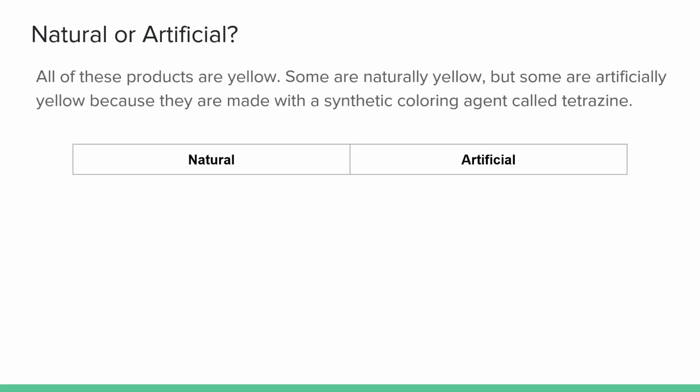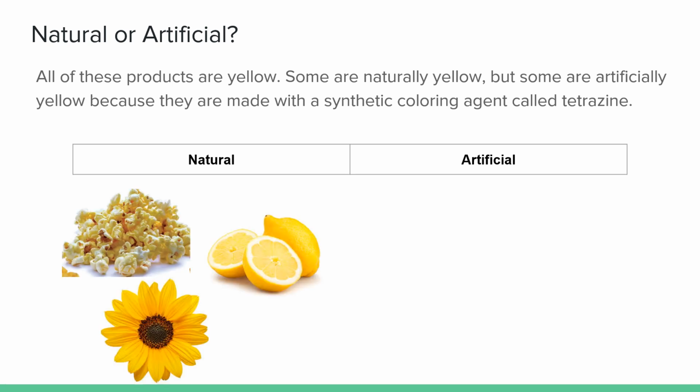All right, so this is part of our natural or artificial section of the Connect It. So we're going to look at a couple of things. Not all of these, but most of these things are on your Connect It, just to make sure that you have the correct answers there. So all of these products are yellow. Some are naturally yellow, but some are artificially yellow because they are made with a synthetic coloring agent called tartrazine.